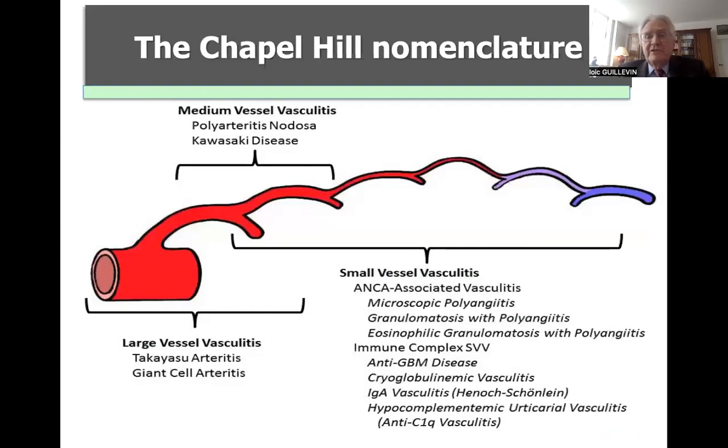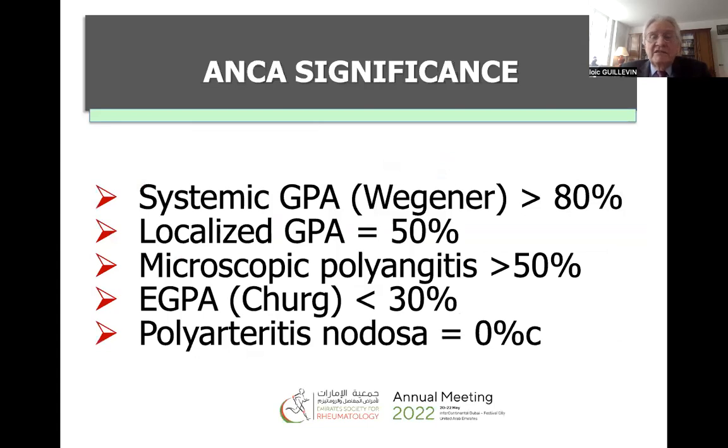On this slide, you have the Chapel Hill nomenclature. I will show you later on another slide also the ANCA vasculitis in this nomenclature. It is a small group of the small-sized vessel vasculitis with three diseases: microscopic polyangiitis, granulomatosis with polyangiitis, and eosinophilic granulomatosis with polyangiitis, formerly called Churg-Strauss. This one, GPA, was Wegener's, and MPA is MPA. And the ANCA have a major importance for the diagnosis.